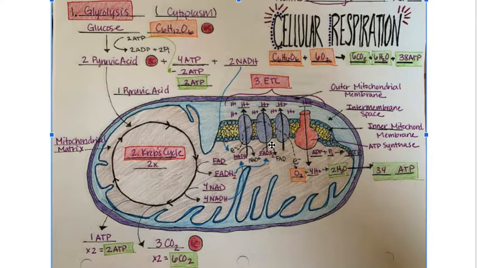FADH2 does the same thing, okay? It takes this high energy electron and it uses that energy to push the hydrogen ions through and to build up this high gradient. So these two high energy molecules really push those hydrogens through, make that gradient. That's their whole point of being there in the Krebs cycle. And so now we have a lot of hydrogen ions here.